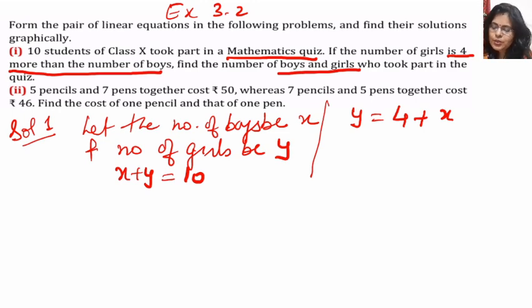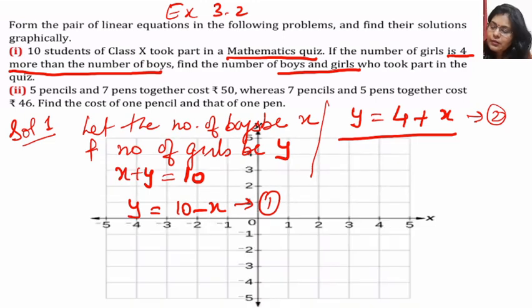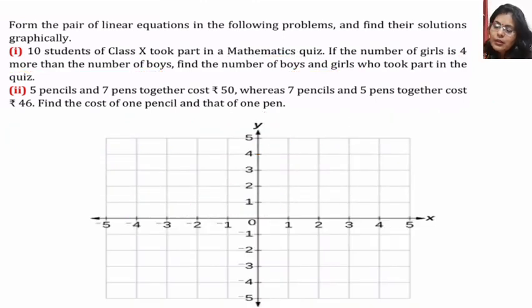And with these two equations, we are going to plot a graph. First thing is x plus y equal to 10, and the other is already in the form y is equal to 4 plus x. This also we will convert: y is equal to 10 minus x. Now we have got equation 1 and equation 2, and then we will frame a similar type of table as we have framed before. For the first question we will frame the table. Let us make the table.